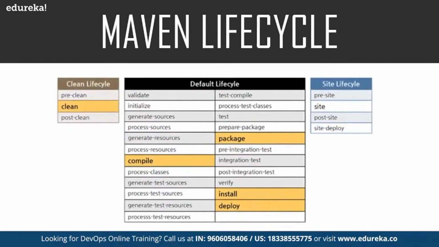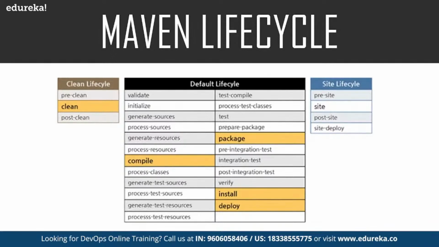Now let us talk about the Maven lifecycle. The Maven build follows a life cycle to deploy and distribute the target project. There are three built-in life cycles: default, clean, and site. The default is the main life cycle as it is responsible for the project deployment. The clean life cycle is used to clean the project and remove all the files generated by the previous build. And site is used to create the project's site documentation.